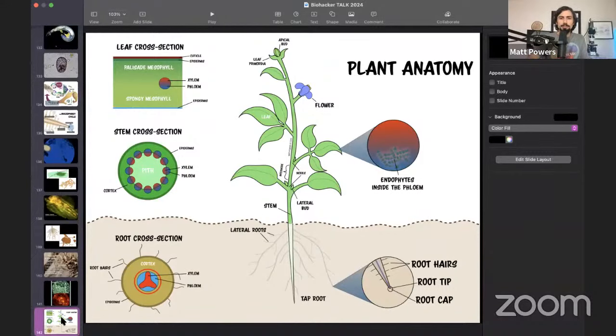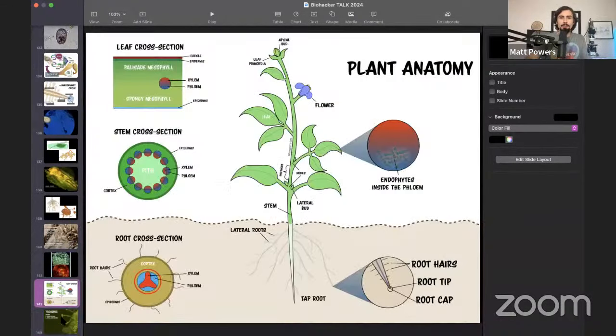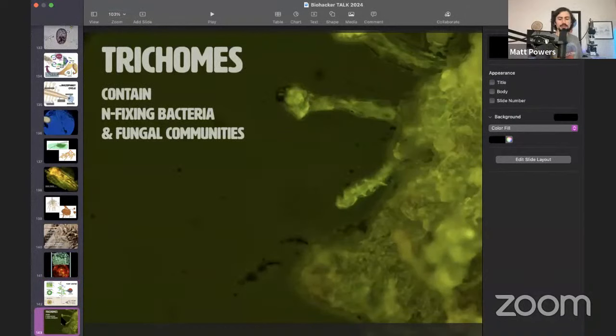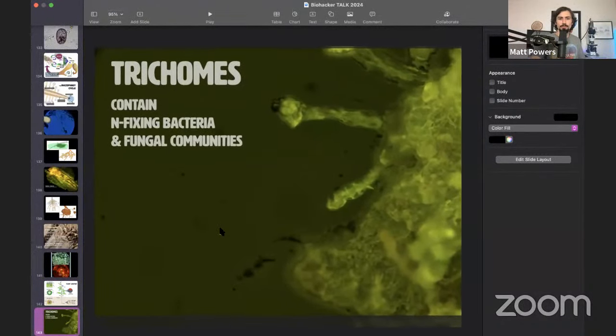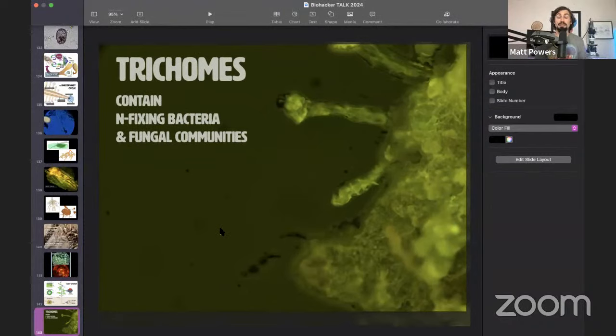So we talked about this picture, the plant anatomy. There's also the leaf surface. So there's the trichomes. All plants have hairs on them that are called trichomes. And inside them are nitrogen-fixing bacterial communities and fungal communities. And so we need to make sure that we are doing everything we can to provide the right biology for these spaces. And some of these things are still being mapped out.